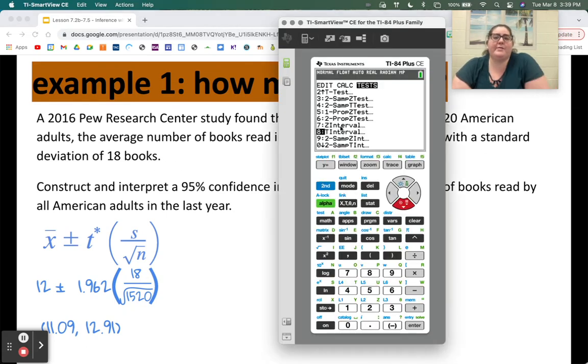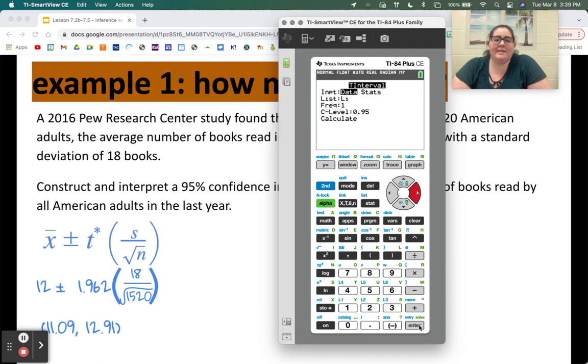The only reason we would use Z is if we knew the population standard deviation. So I'm using T. In this case, I'm going to use stats. That basically means that I know the statistics from this data. I know the mean and the standard deviation. I don't know the actual data itself.